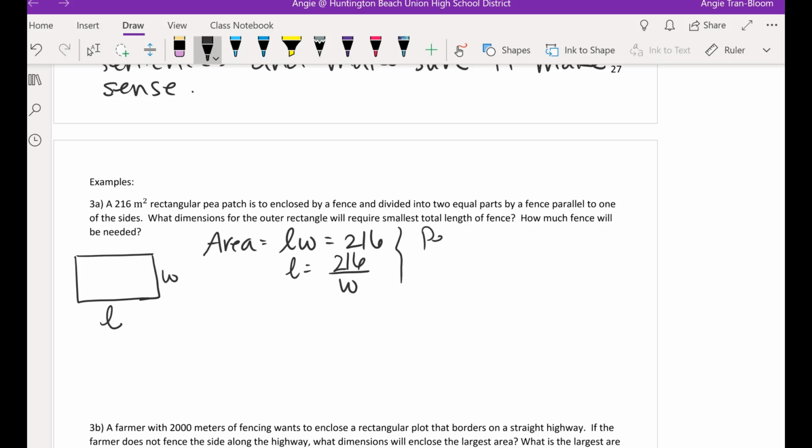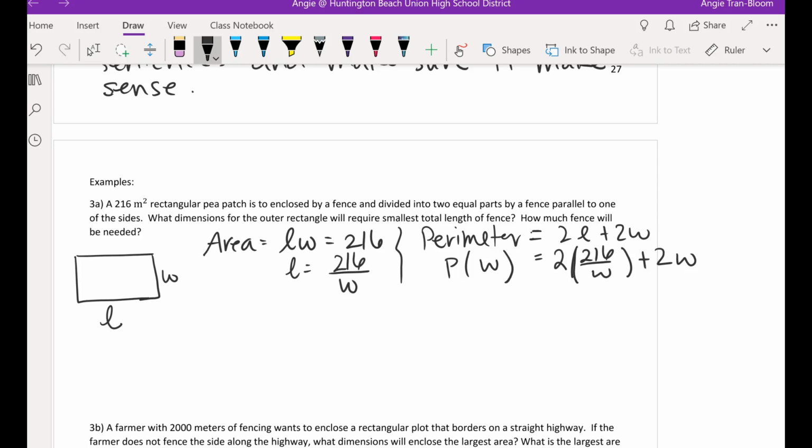Perimeter is just 2L plus 2W. Okay. Now you do not know the perimeter. We're looking for the perimeter. Because I solved for L, I'm going to plug in what L is. Every time I see an L, I will now plug in 216 over W, plus, I didn't solve for W, so that maintains. And the reason is, now I have my perimeter with one input. In this case, my input is W.